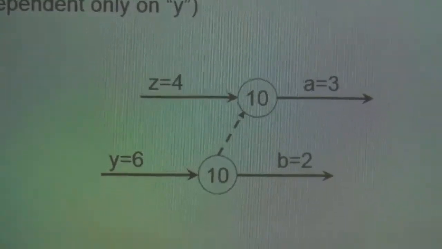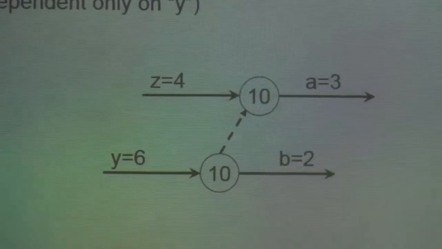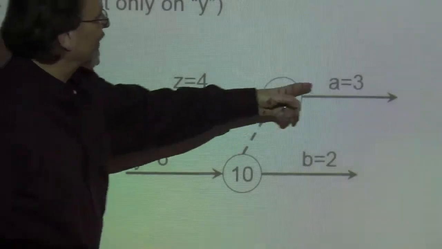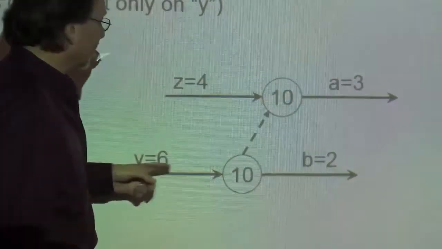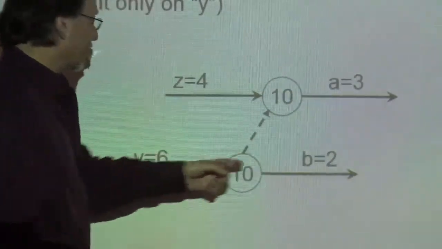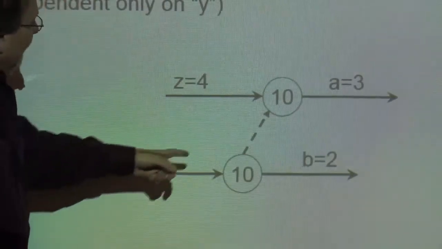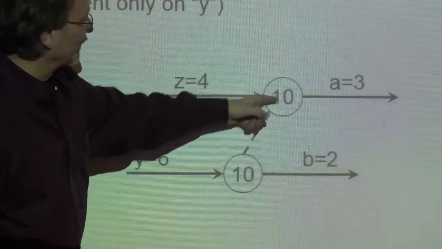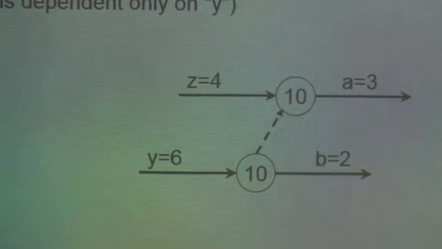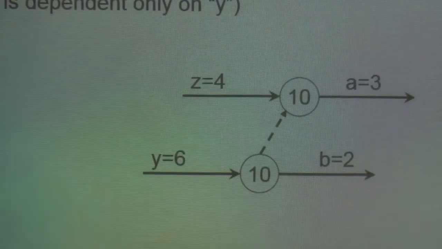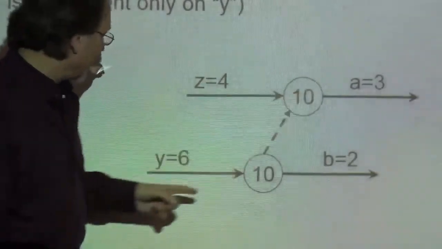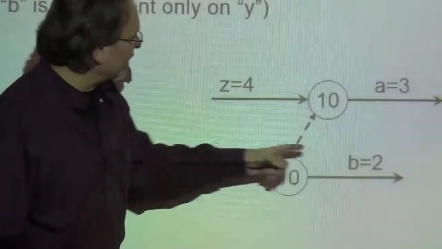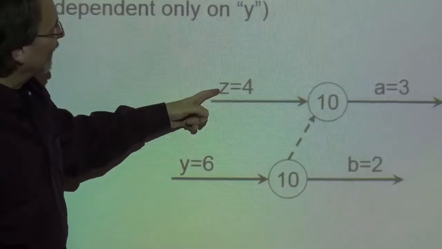This is what's called a dummy activity, and we'll talk about it a little bit later. Here we have a predecessor for A and a predecessor Y, and Y is a predecessor for B. However, you can put in this dummy activity, and you see this is the same node number. A dummy activity because A does not have Y as a predecessor and B does not have Z as a predecessor.